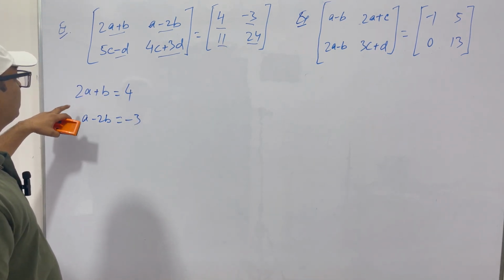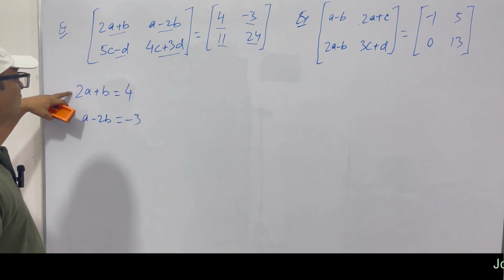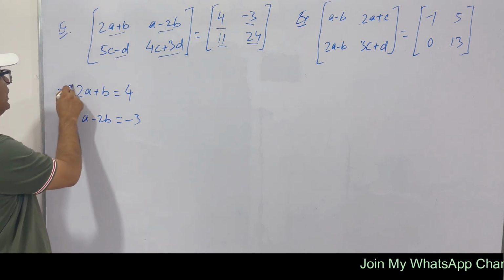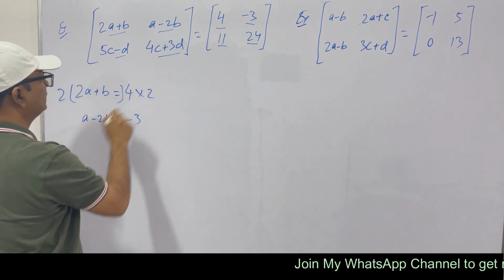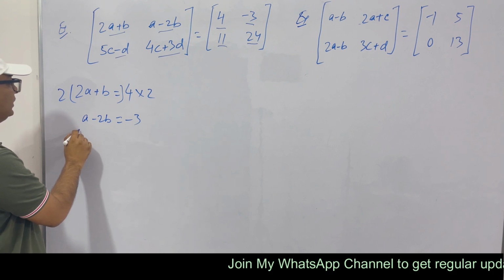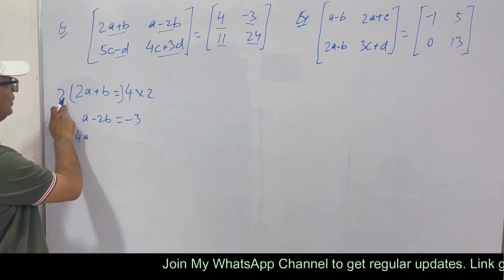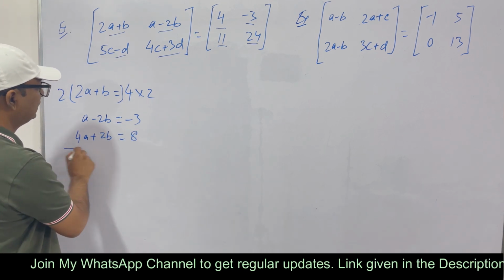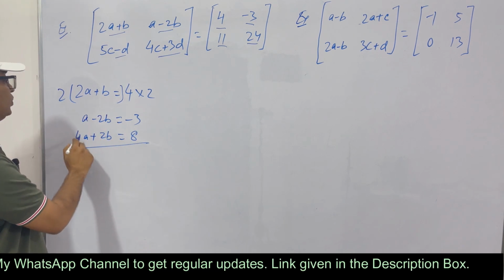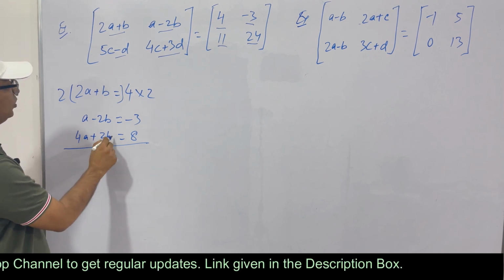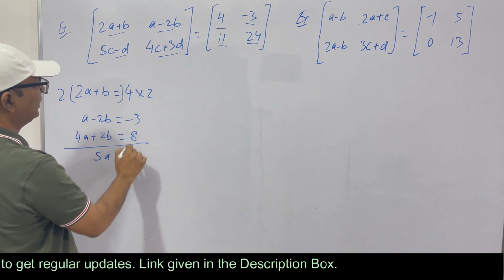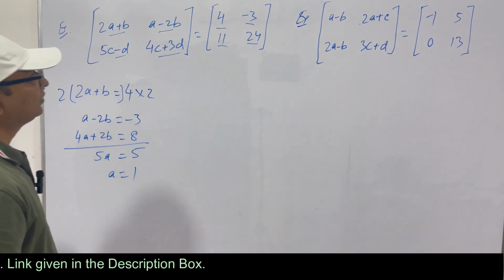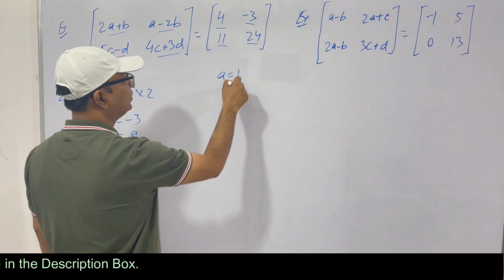So what I am doing, let's multiply this by 2 so that when we add, this will become 0. So multiplying this by 2, what can we write? We'll have 4a, 2 into 2, plus 2b is equal to 8. Now let's add these two. So 4a plus a is 5a, and 2b minus 2b is 0. This is 8 minus 3, 5. From here what we get? a is equal to 1. So we have got our first result. a is equal to 1.